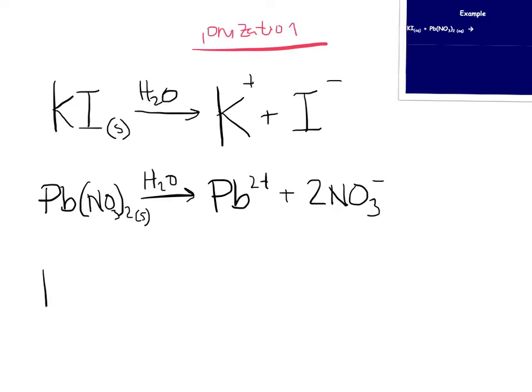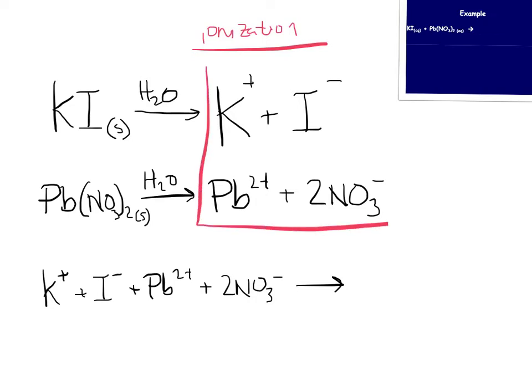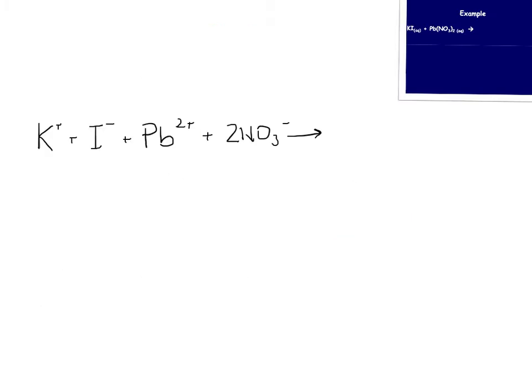Really what's happening is we're mixing K plus, I minus, plus Pb2 plus, 2 NO3 minuses. And that's what's reacting. So this side is what's in the solution. That's what's actually combined. That's what's going to react. Now is where the partner swapping begins. So let's take a look at what's going to happen here.